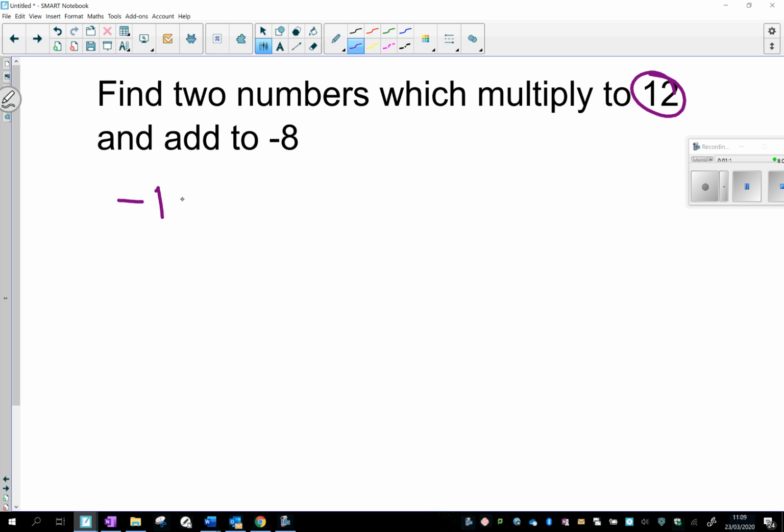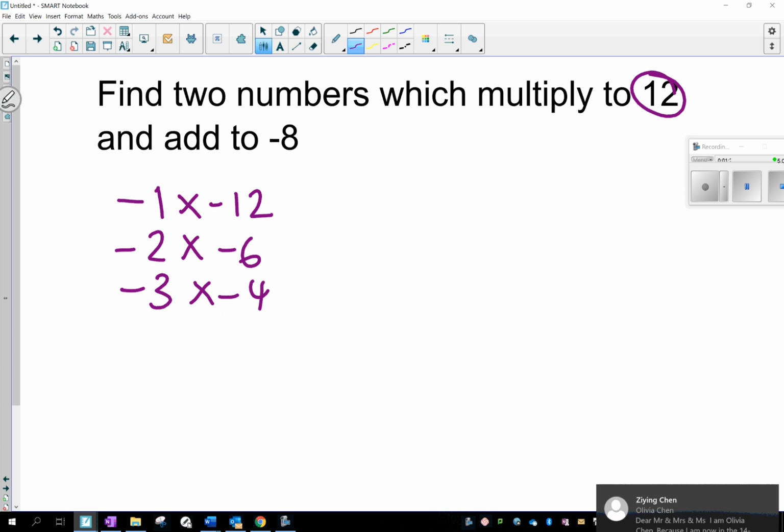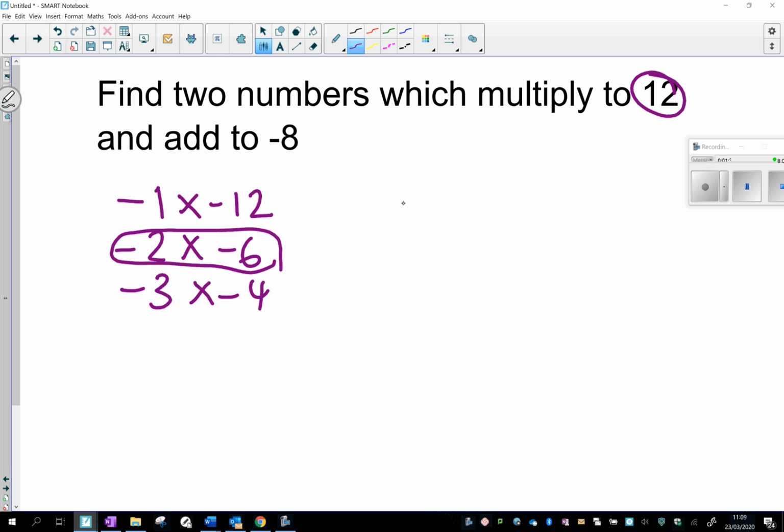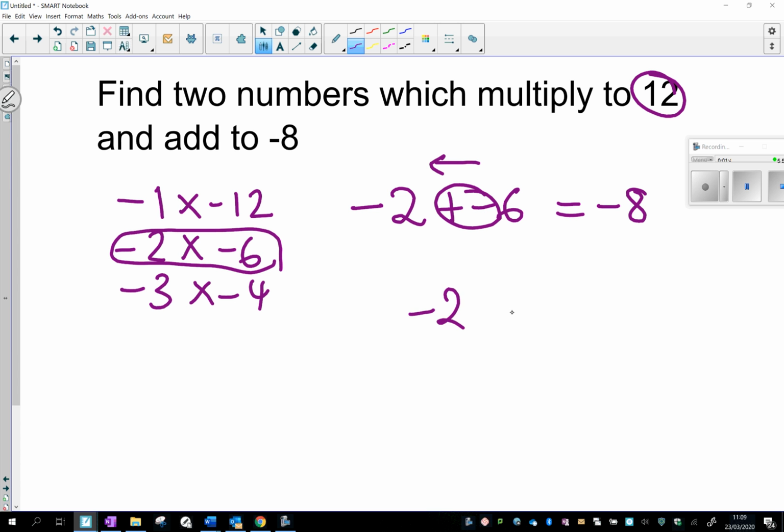So we could have -1 times -12, or we could have -2 times -6, or we could have -3 times -4. They all multiply together to make 12. Okay, so if we look at these though, the only pair which also add up to -8 is -2 and -6, because -2 add -6 comes out. Remember, this just means you go down the number line, we end up at -8. So the two numbers here are -2 and -6.